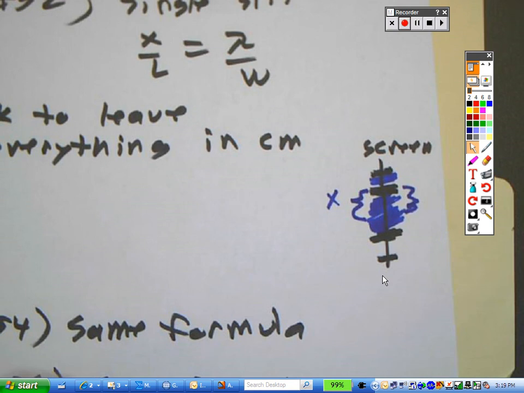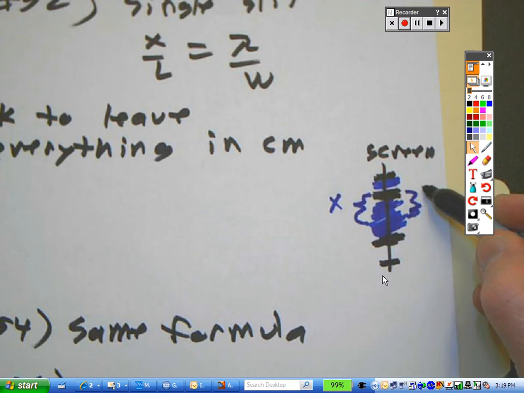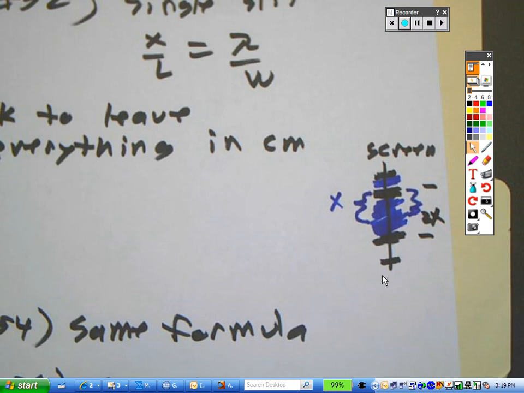What is very frequently measured, like in this case, is we will measure from the dark to the first dark, which is 2x. So you simply have to divide by 2.